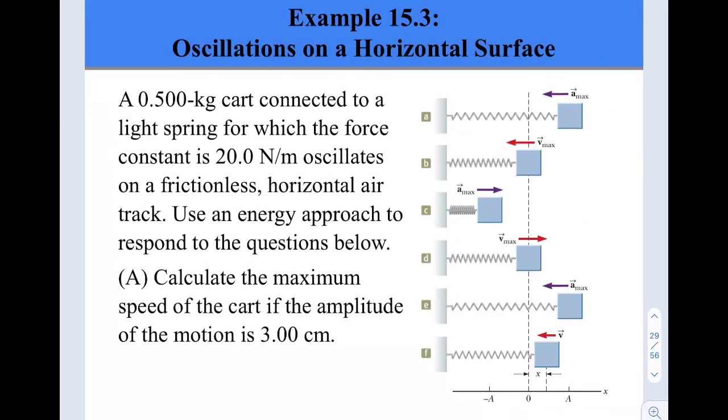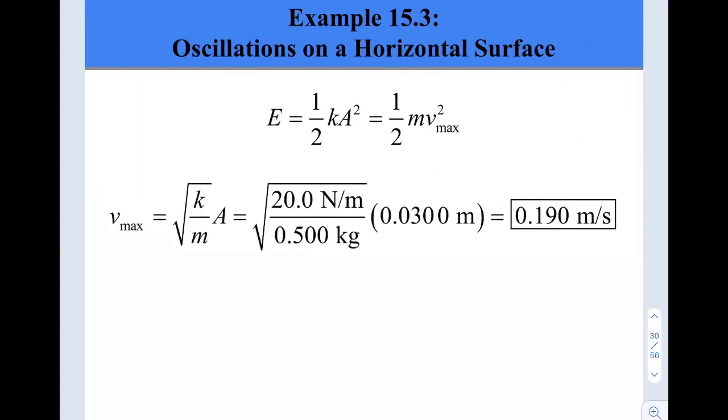So example 15.3. This is the diagram that we discussed just now. A 0.5 kilogram cart connected to a light spring, for which the force constant is 20 Newton per meter, oscillates on a frictionless horizontal air track. Use an energy approach to respond to the questions below. Calculate the maximum speed of the cart if the amplitude of the motion is 3 cm. We need to calculate the maximum speed.